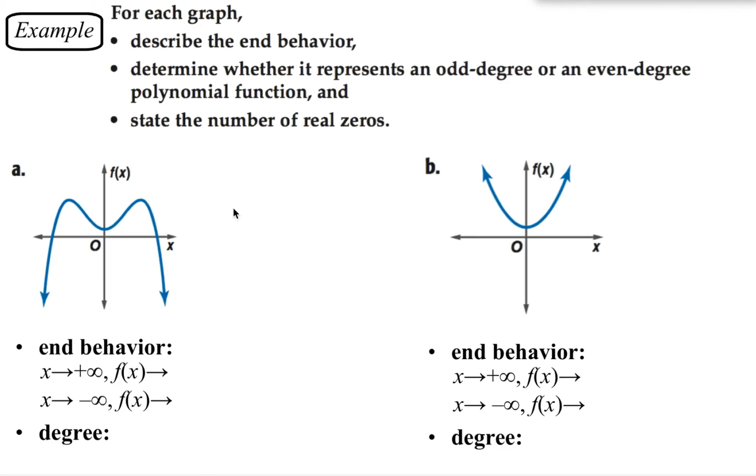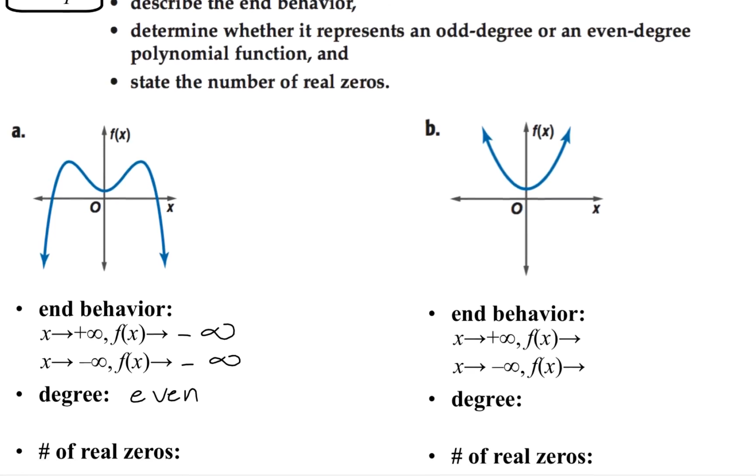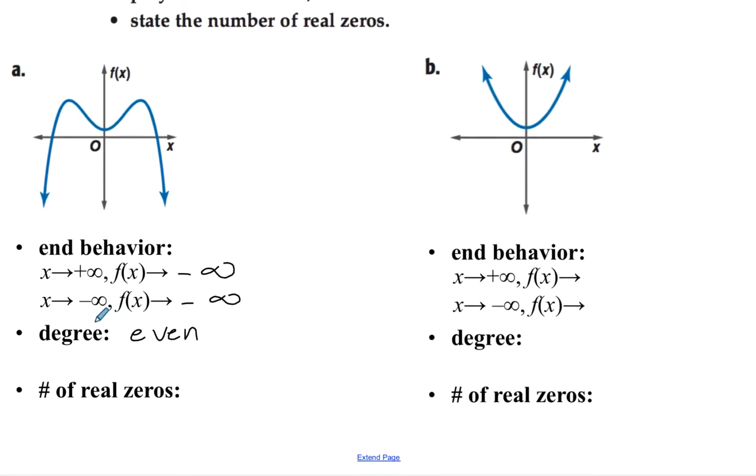Hopefully, oh, I didn't write that in there. Okay, so I need to write this. So this one is going to negative infinity. And as we go more and more negative for our x values, the function again is going to negative infinity. So is our degree odd or is our degree even? Well, since both of our end behaviors are going the same direction, we know that this is an even degreed function because it follows the pattern that our even degreed functions follow. And then the number of real zeros, we just have to look at how many times it crosses the x-axis, and we can see that it crosses twice, so there are 2 real zeros.